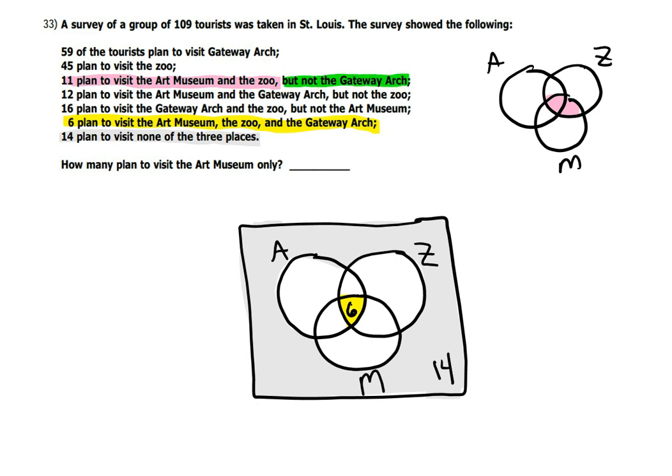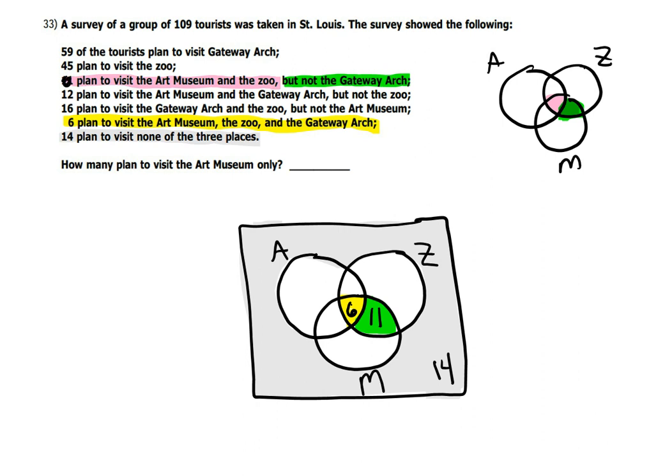But then it goes on to say, but the ones that do not go to the Gateway Arch. So when you're looking at the pink area, that is all the people who went to the museum and the zoo. But if you did go to the Gateway Arch, you would have been in that yellow region. So what we're looking for is this region right here. Those people in this region, they went to the zoo and they went to the museum, but they did not go to the arch, because if they did, they'd be in that yellow area. So my 11 has to go right here.